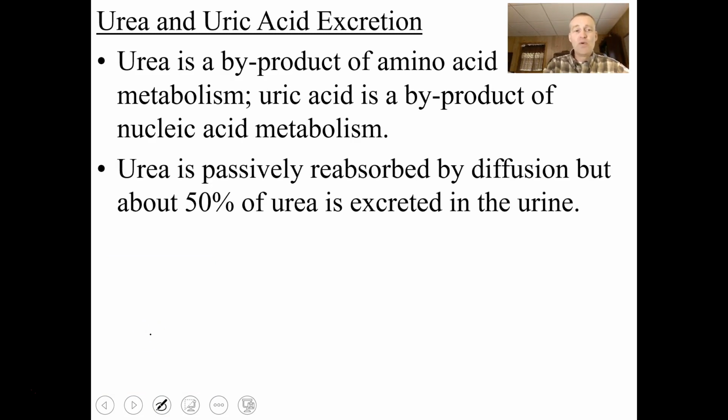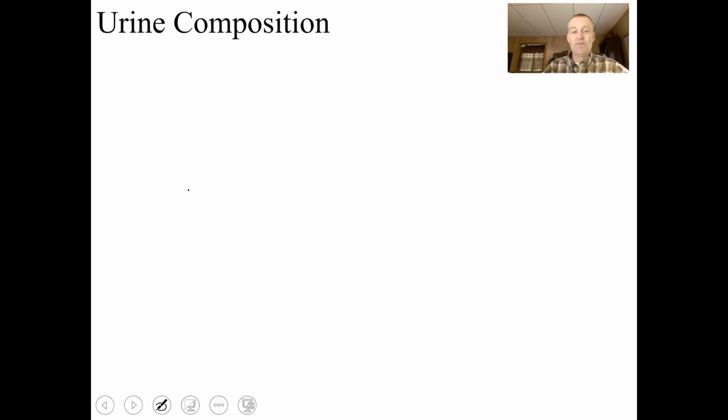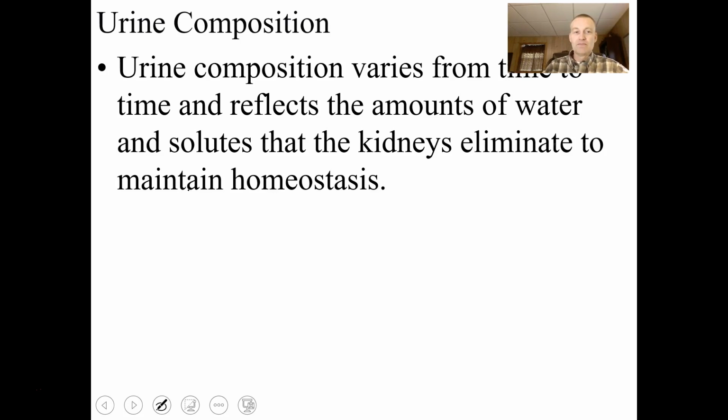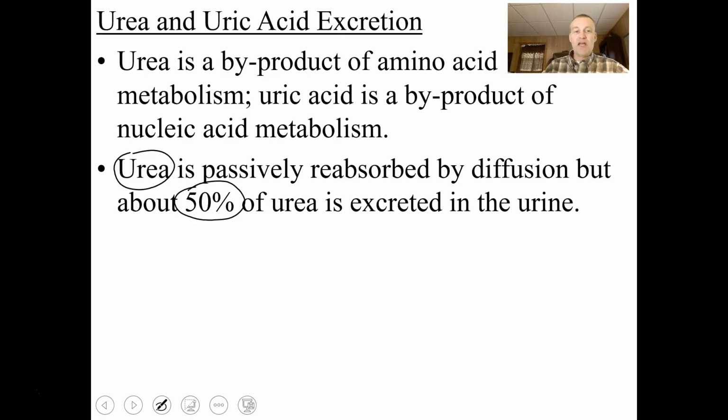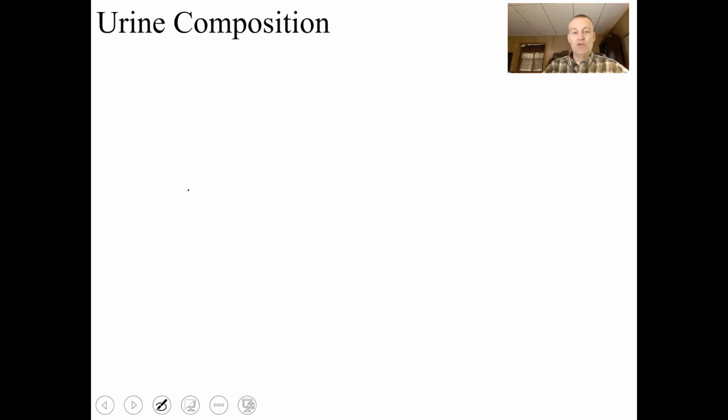Also, when we break down nucleic acids, that is DNA and RNA, there is a product called an amino product that has to be taken out of the body. Urea is passively reabsorbed by diffusion, but about 50% of it is going to be excreted in the urine. Uric acid is another breakdown product of amino acids and nucleic acids, and ammonia is a product too that is a breakdown product of these materials.